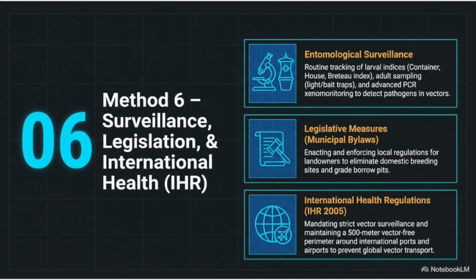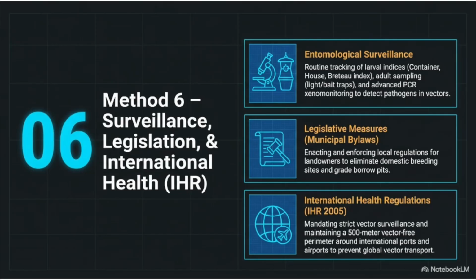The sixth method covers surveillance, legislation, and international health regulations. Entomological surveillance involves routine tracking of larval indices such as container index, house index, and Breteau index, adult sampling through light and bait traps, and advanced PCR xenomonitoring to detect pathogens within vectors.